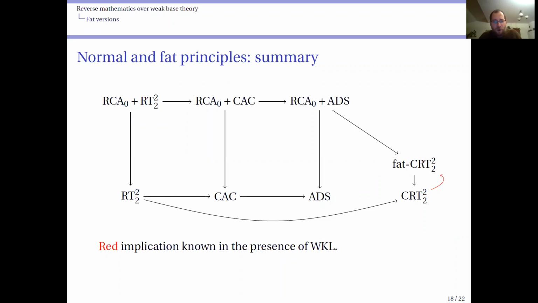So over RCA0 star, you get this picture. There are the fat principles, which typically either imply Sigma 1 induction or are basically equivalent to the normal principles, either exactly or over weak Koenig's lemma. And then there's this missing implication between ADS or CAC for that matter and cohesive Ramsey. We don't know that. So these are the two main parts of my talk. Okay, I'll wrap up with two further things.